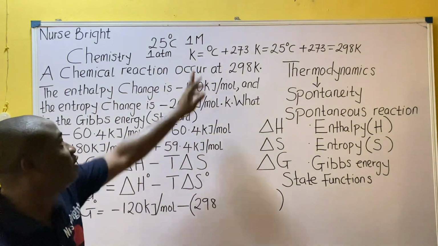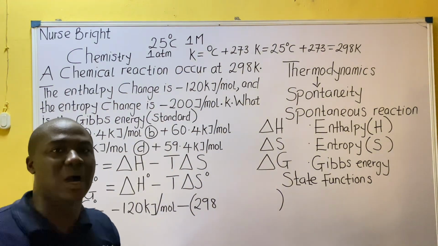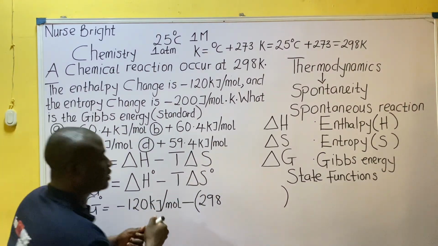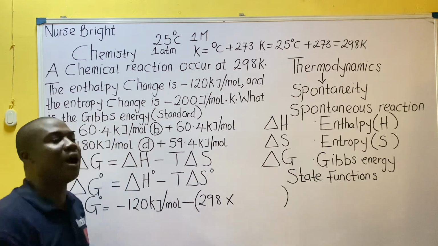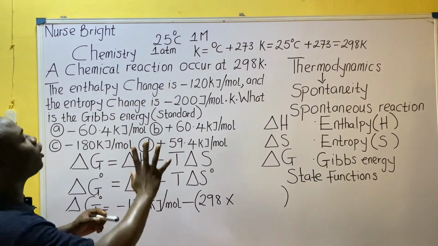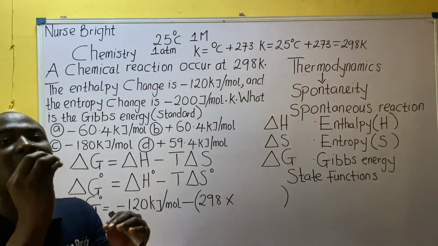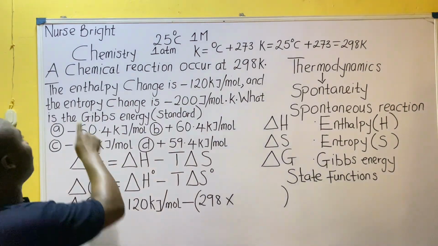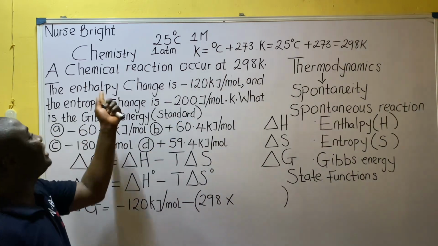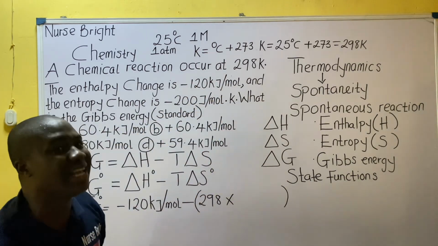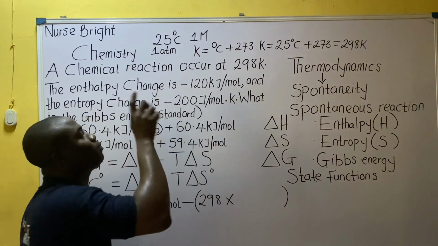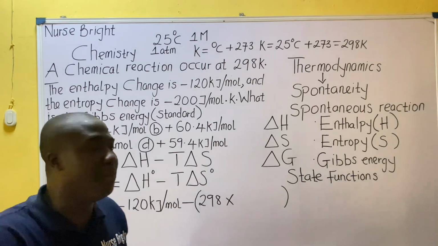Don't ever use the degree Celsius value to solve most calculations in chemistry. Alright? So you can see we talk about the T times delta S. Now you must ensure something, alright? You must ensure that the units of your parameters are the same. If you observe, entropy change was in joules per mole, enthalpy change was in kilojoules, so they're different. Ensure you convert this minus 200 joules per mole to kilojoules per mole.